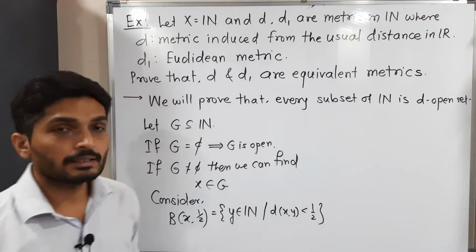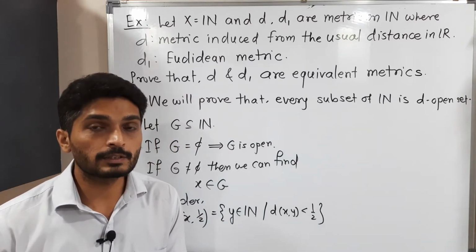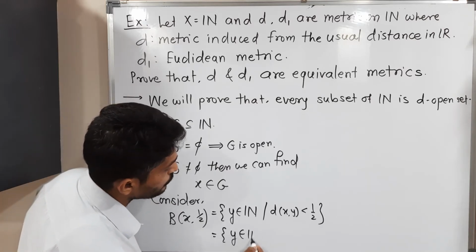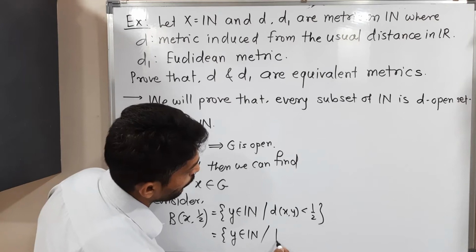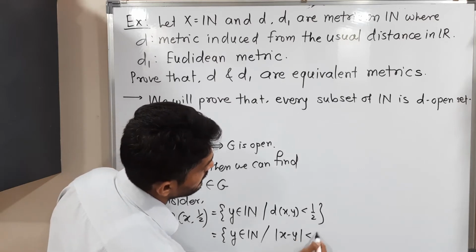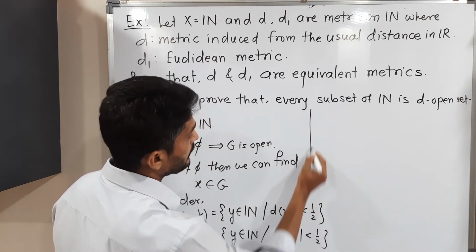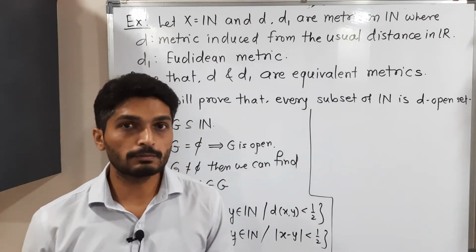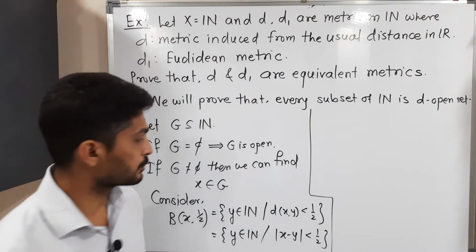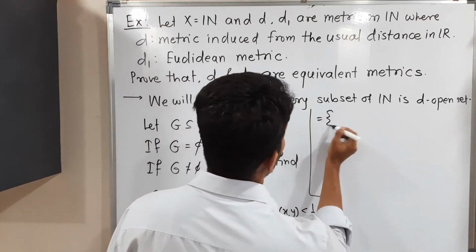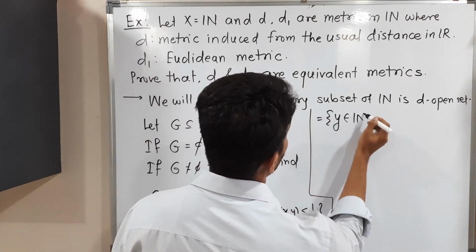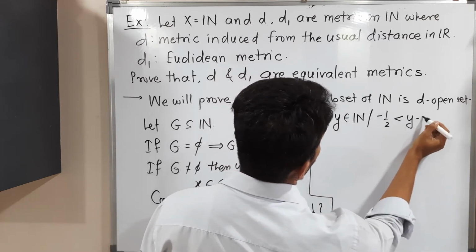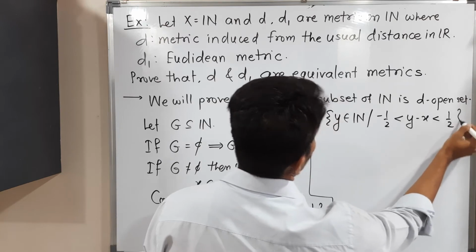So d is the usual distance here. What is its definition? |x - y|. Let us write that here: y belongs to N such that |x - y| is less than half. You are familiar with this result: |a| less than b if and only if -b less than a less than b. Let us use that result here. So it is equal to y belongs to the set of natural numbers such that -1/2 less than y - x less than 1/2.